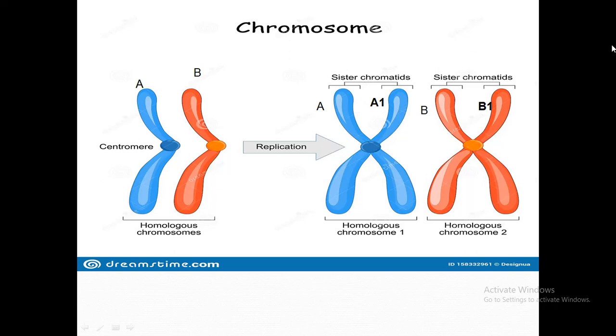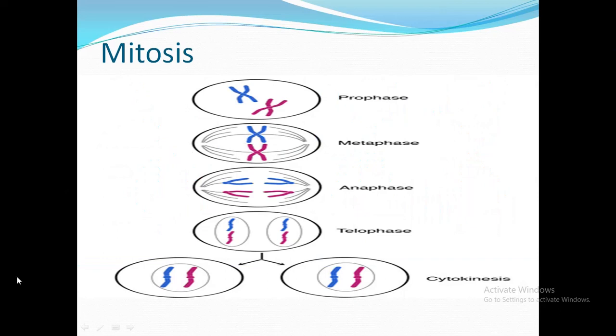Now let's see mitosis. Mitosis is an equational division in which both the daughter cells will receive the same number of chromosomes. This is the mother cell, and these two are the daughter cells. It means the number of chromosomes in the mother cell is the same as the number of chromosomes in the daughter cells. Now, the first phase is prophase.